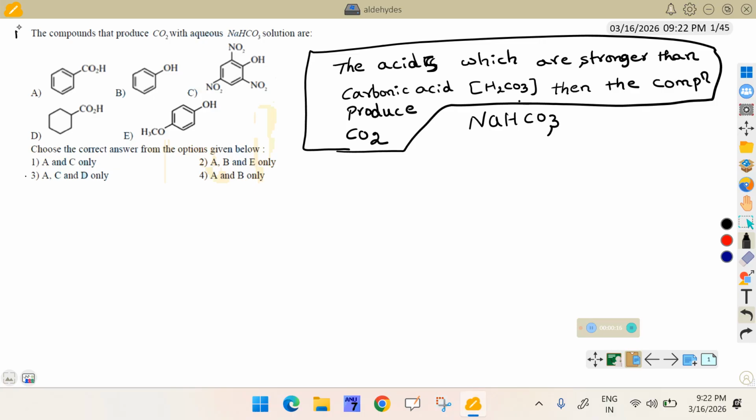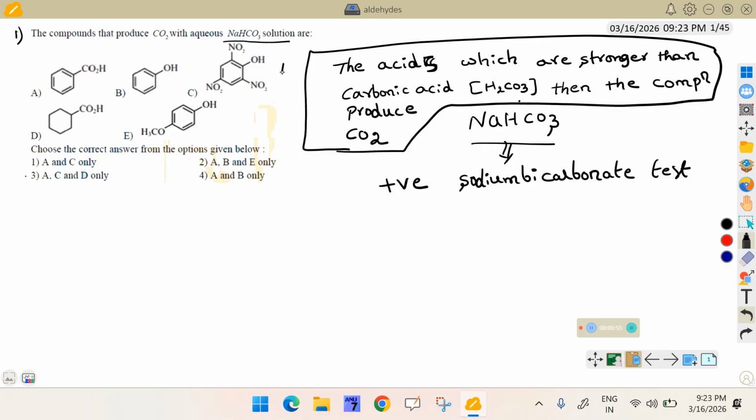See the first question: which compounds produce CO2 with aqueous NaHCO3 solution? NaHCO3 is sodium hydrogen carbonate, also considered sodium bicarbonate. Which compounds give a positive sodium bicarbonate test?